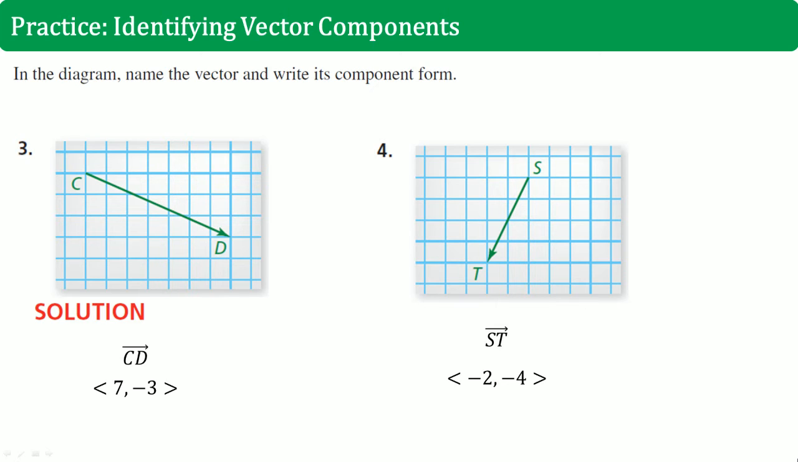Notice the reason why this has a -2 is because you start from S and you're going 1, 2, but notice this is to the left, so it's a minus. Here you're going down 1, 2, 3, 4. That's why it's -4.